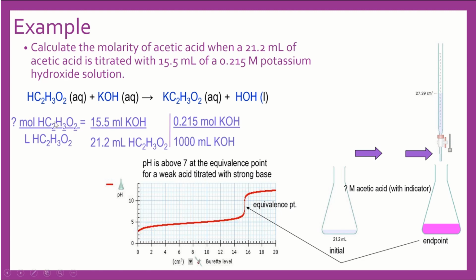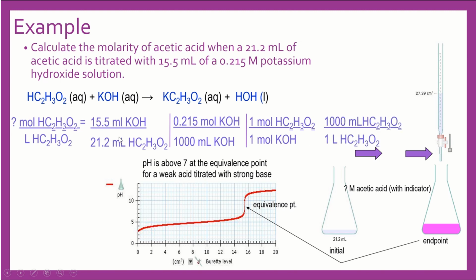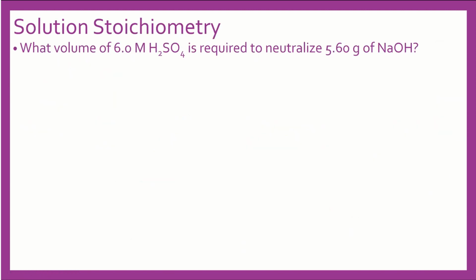We set up our equation. Again, we're looking for a concentration of acetic acid. We want to put our volume of acetic acid on the bottom. It's equal to 15.5 milliliters of KOH. Here's the strength of our KOH. That cancels out milliliters of KOH. We can then use our balanced chemical equation to go from moles of KOH to moles of acetic acid. And finally, don't forget, we have milliliters of acetic acid, but we want liters of acetic acid.